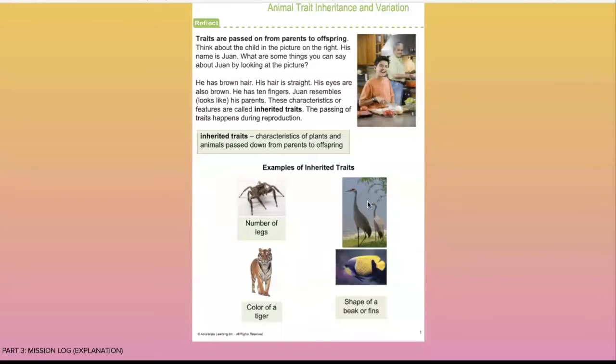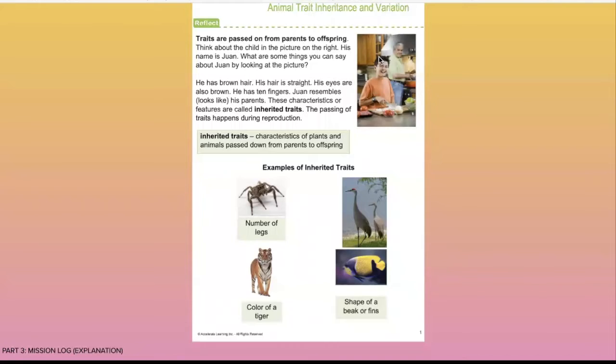Okay, let's begin. First, we will reflect. Traits are passed on from parents to offspring. Think about the child in the picture on the right. His name is Juan. What are some things you can say about Juan by looking at the picture?